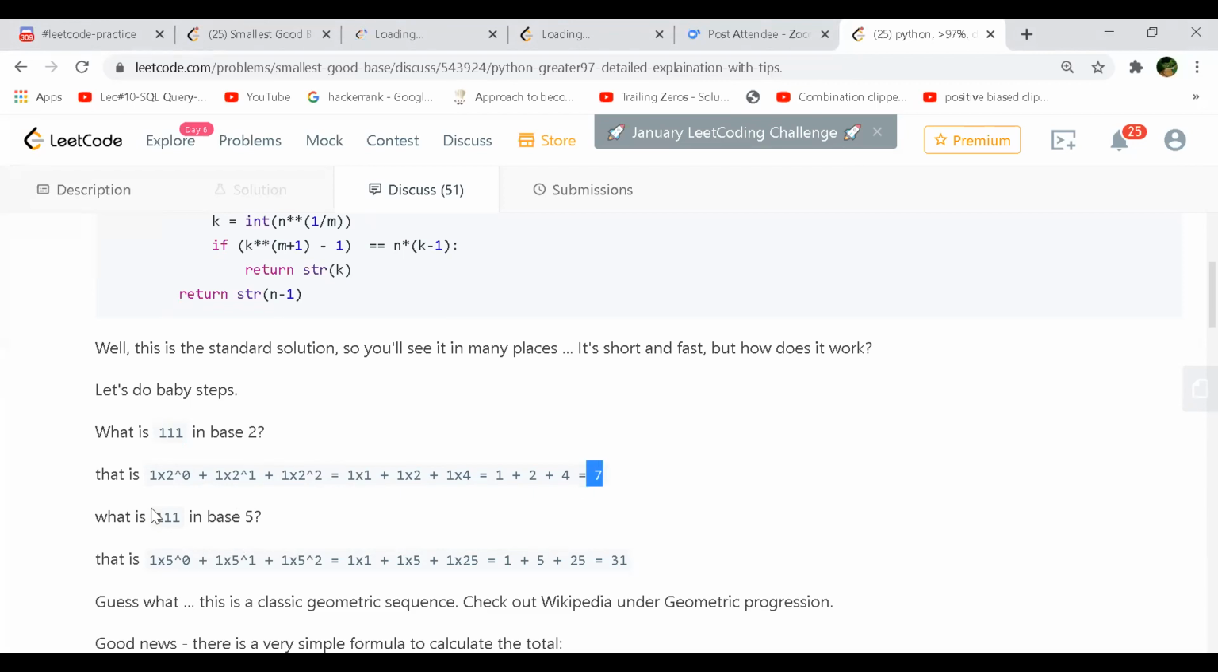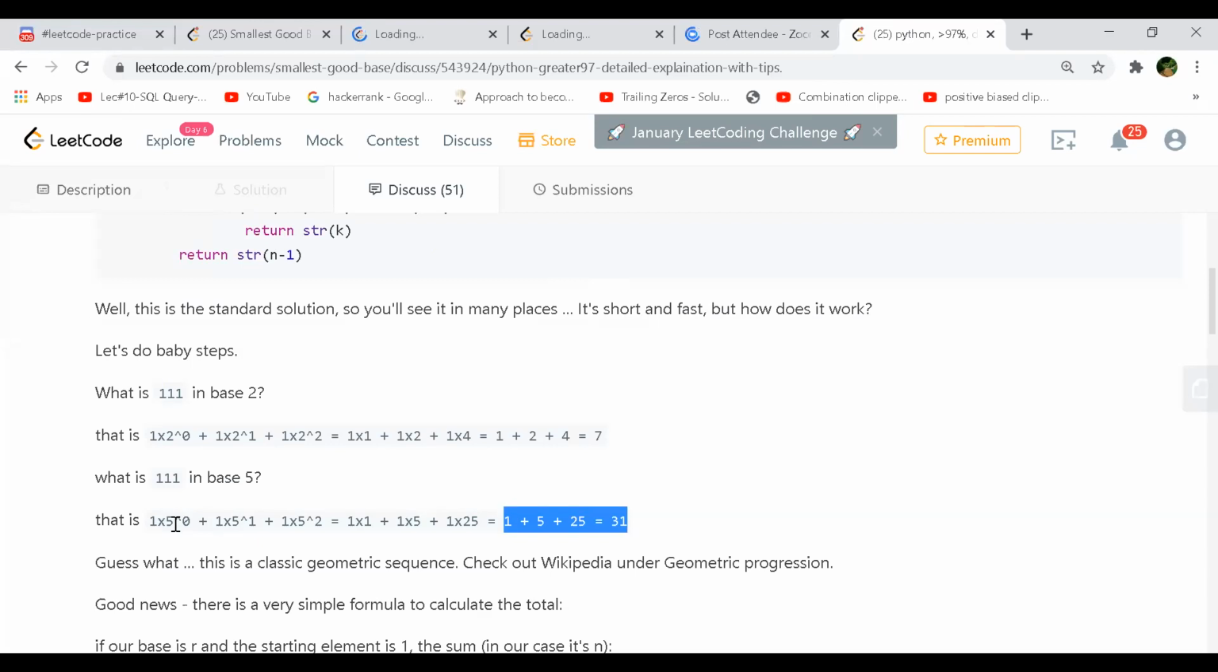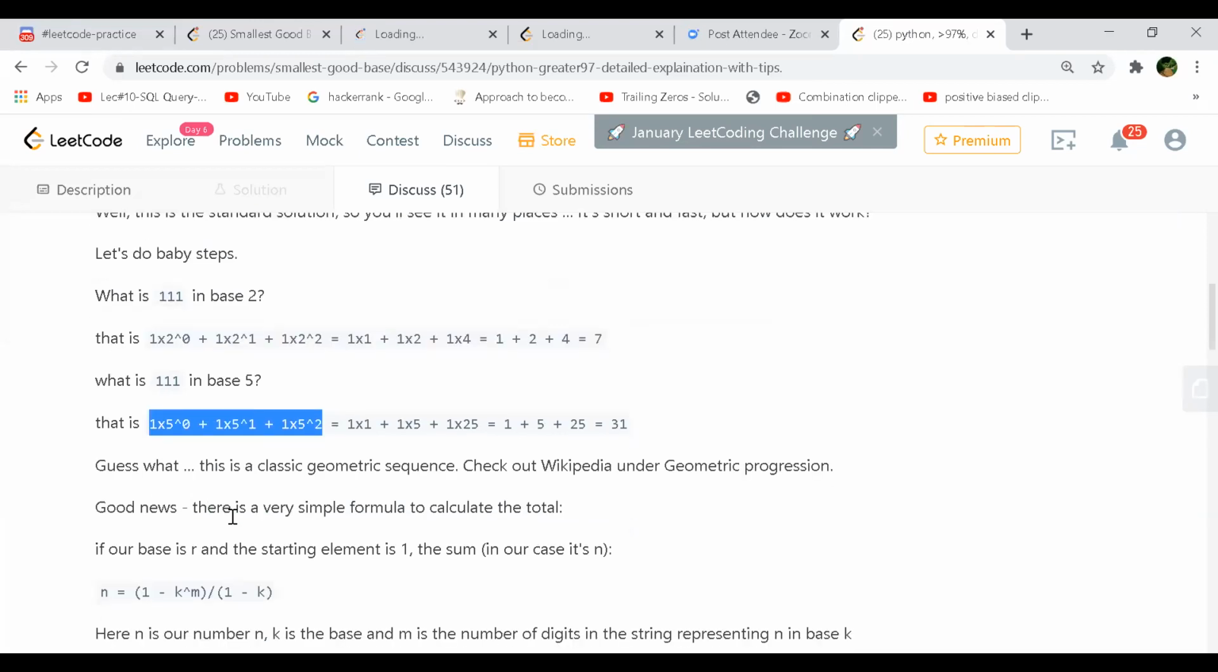And again, what is this in base 5? So this is again 31, it will be, right? So if you look at this series, this is more of a geometric progression, right? Because your ratio is increasing every time by 5, isn't it?